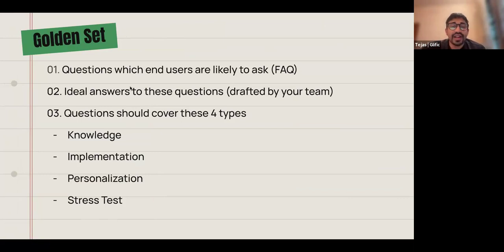These are questions that your end user is likely going to ask. There should be ideal answers to these questions, which have to be drafted by your team: the best way to respond to those questions. Your questions should ideally cover 4 types that should be part of your golden set: knowledge, implementation, personalization, and stress test.